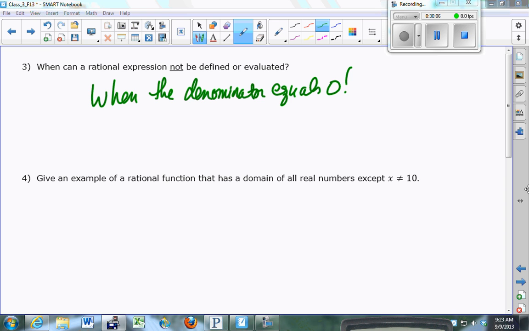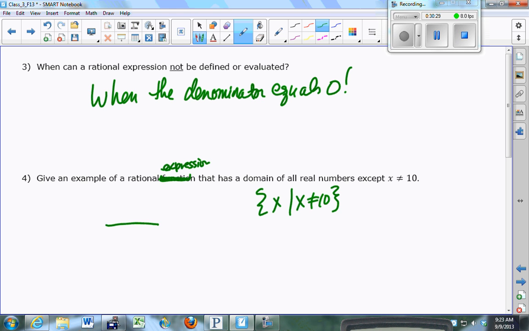All right, so I want you to come up with a rational, oh, I used the word function, sorry folks. This should say expression. Function, we've got to wait a couple days. A rational expression, any rational expression that has a domain of all numbers except 10. 10 doesn't work, it gunks it up. So you come up with your own division problem where you can put any number in the world in there for the domain except for 10.